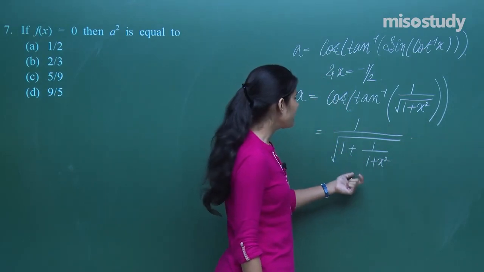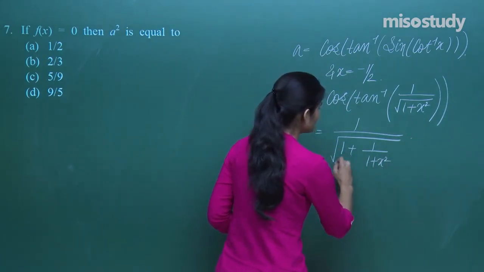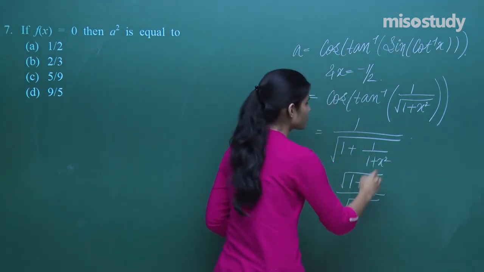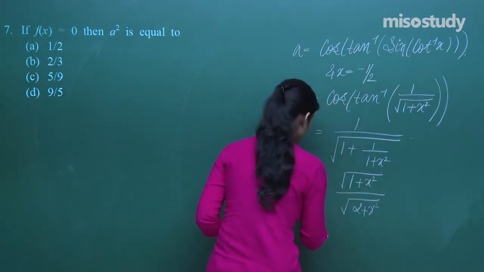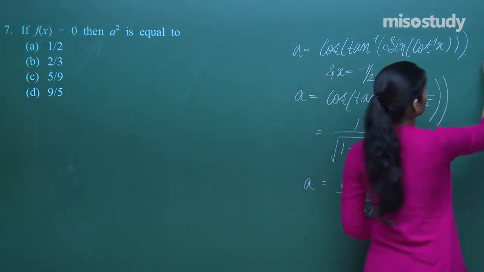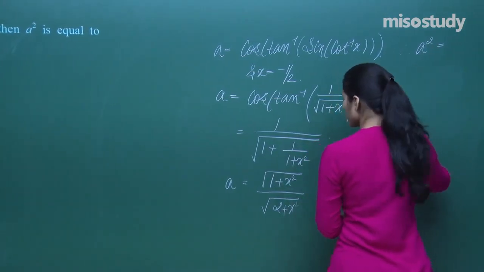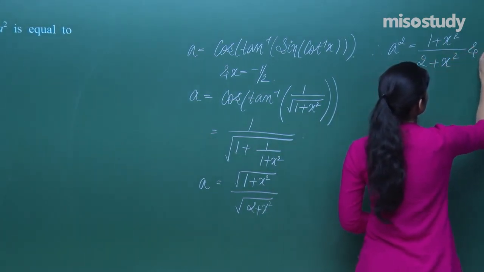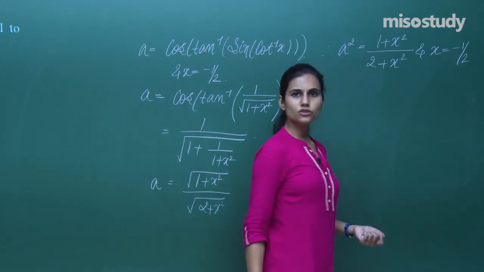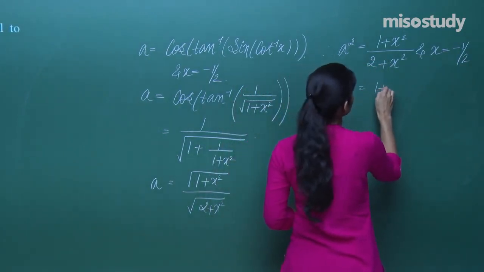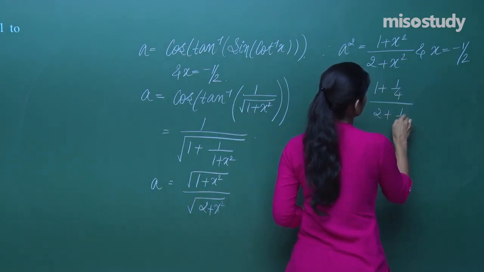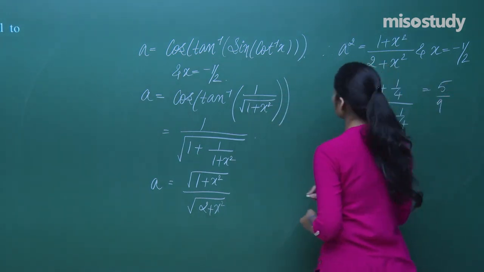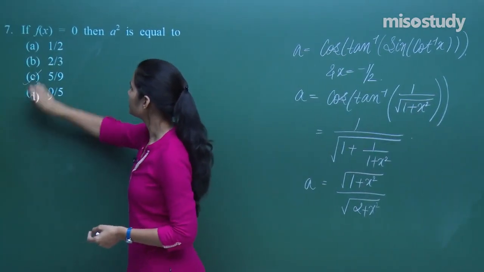Right? The moment you have b equal to this, just resolve this, you get 1 plus x square plus 1. So you get under root 1 plus x square upon under root 1 plus x square plus 1, that is 2 plus x square, is a. So a square is what? Therefore a square is 1 plus x square upon 2 plus x square. And x you know is minus 1 by 2 because f(x) equals 0 is given to you. So what is a square? It becomes 1 plus 1 by 4 whole upon 2 plus 1 by 4, which is 5 by 9. So your answer is that a square is nothing but 5 by 9.